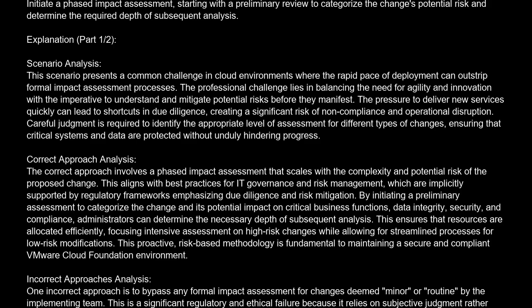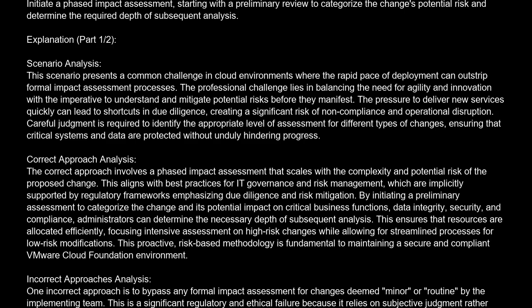The correct answer is D. Initiate a phased impact assessment, starting with a preliminary review to categorize the change's potential risk and determine the required depth of subsequent analysis. Explanation. Scenario analysis. This scenario presents a common challenge in cloud environments where the rapid pace of deployment can outstrip formal impact assessment processes. The professional challenge lies in balancing the need for agility and innovation with the imperative to understand and mitigate potential risks before they manifest.